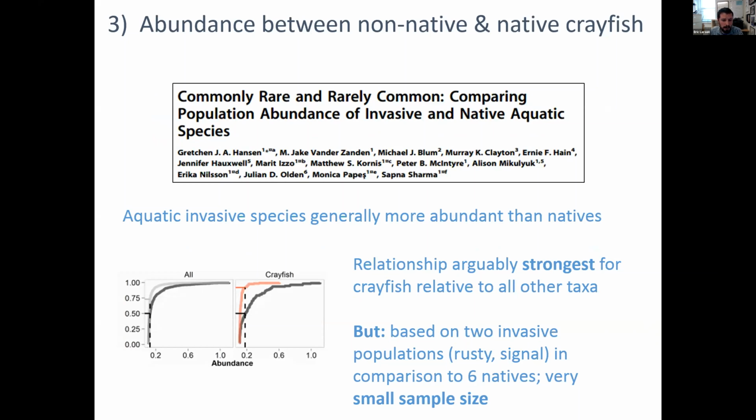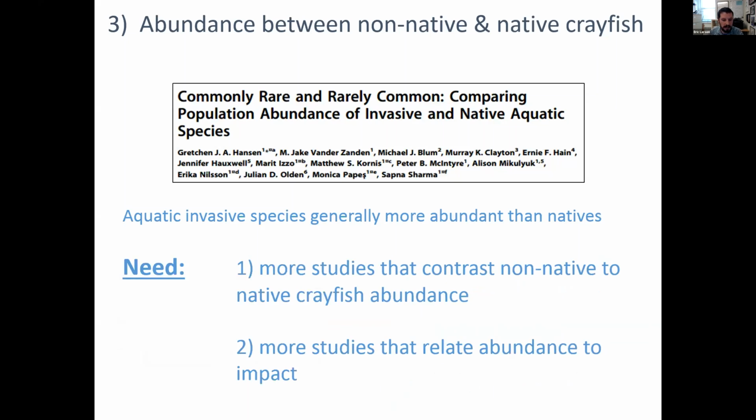The thing I would caveat about this study is that it is based on two invasive crayfish. This is rusty crayfish in northern Wisconsin in comparison to native crayfish there, and signal crayfish on the west coast of North America, where they're invasive in northern California. So this is an N of 2. This is about 2 species. This hasn't been tested in a lot of other systems to characterize how generalizable this is across all invasive crayfish in comparison to their natives. So we do need more studies that contrast non-native to native crayfish abundance, and studies that relate those differences in abundance to impacts on whole food webs.